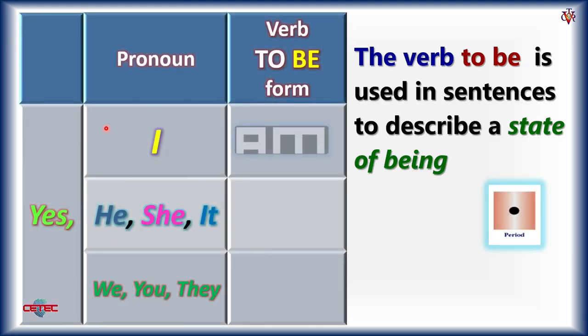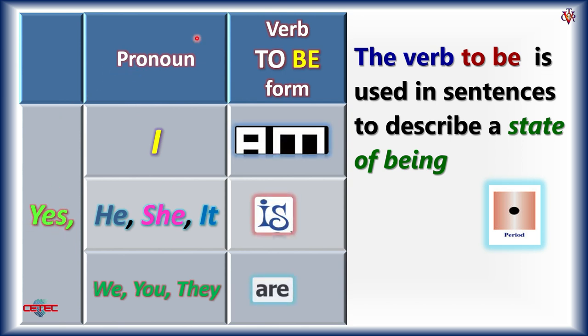Now with positive options. Yes. The pronoun, verb to be in the form. Yes, I am. The verb to be is used in a sentence to describe a state of being. Don't forget here they use a period at the end of the sentence. Yes, he is. Yes, she is. Yes, it is. Yes, we are. Yes, you are. Yes, they are.